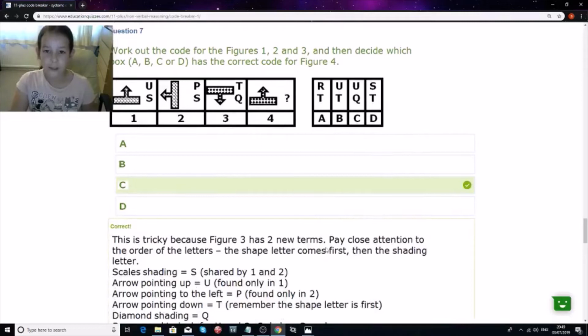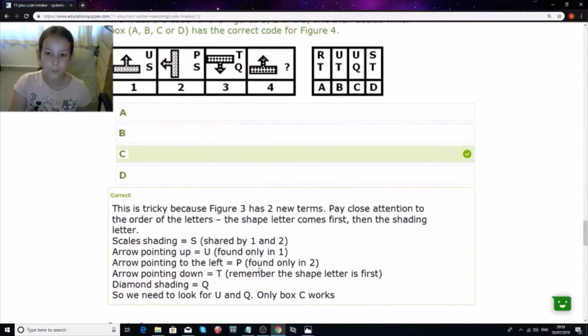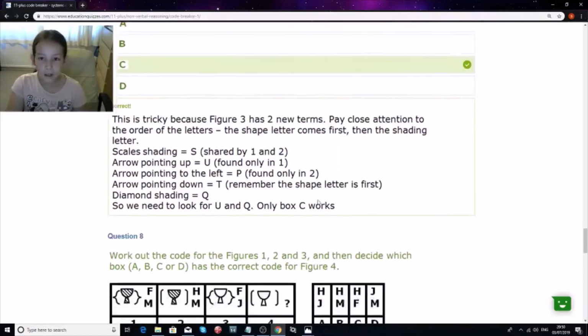This is tricky because figure 3 has 2 new terms. Pay close attention to the order of the letters. The shape letter comes first, then the shading letter. Scales shading equals S, shared by 1 and 2. Arrow pointing up equals U, found only in 1. Arrow pointing to the left equals P, found only in 2. Arrow pointing down equals T. Remember the shape letter is first. Diamond shading equals Q, so we need to look for U and Q. Only box C works.